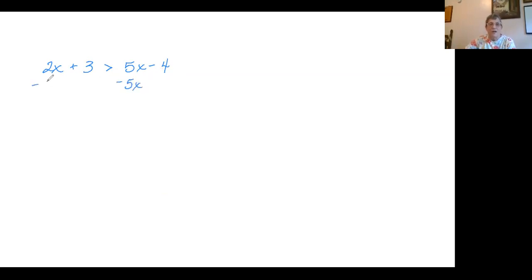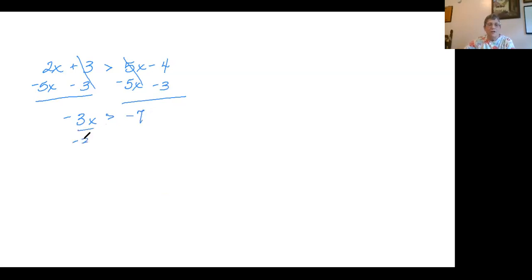So I could subtract 5x from both sides. That'll take care of that. And I could subtract 3 from both sides. That'll take care of that. So I have negative 3x is greater than negative 7.